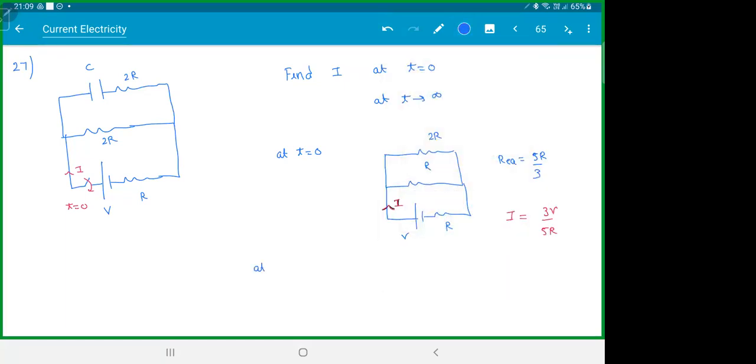At T infinity, the capacitor will become like an open circuit. Standard models, easy one this is. So this current I will be V by 3R. Please check. Easy.